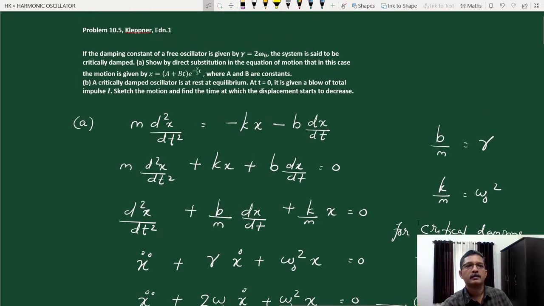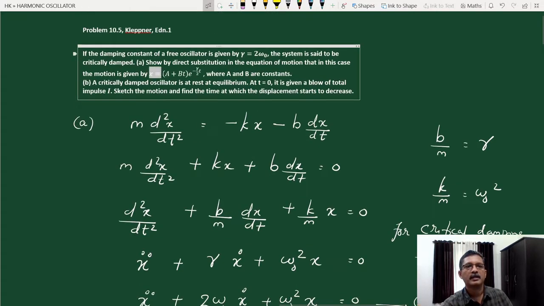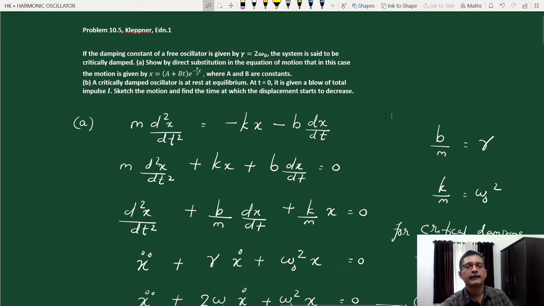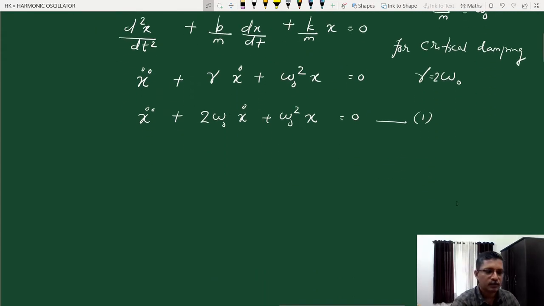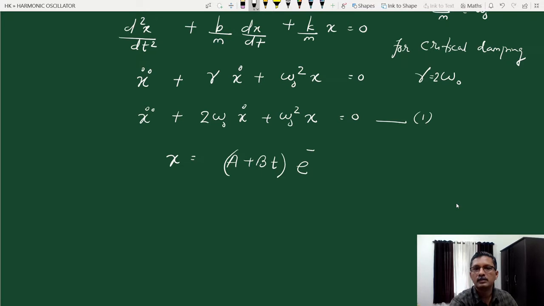Now we have to show that this particular solution, x equal to a plus bt times e raised to minus gamma by 2t, is the solution for this. So x equals a plus bt times e raised to minus gamma by 2t, but minus gamma by 2 is minus omega 0. Instead of gamma by 2 I can put omega 0, because in the critical damping case gamma is twice omega 0. So let us find the derivatives.